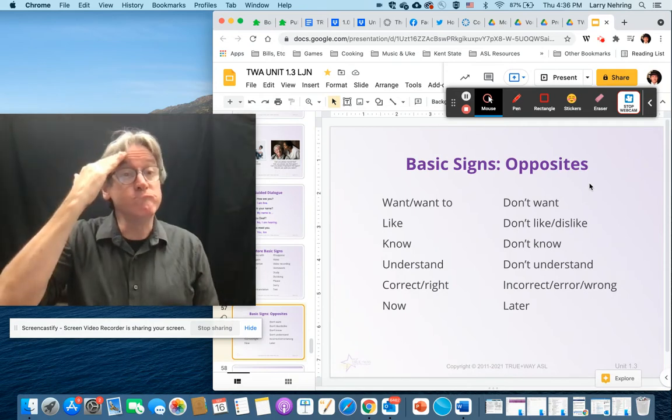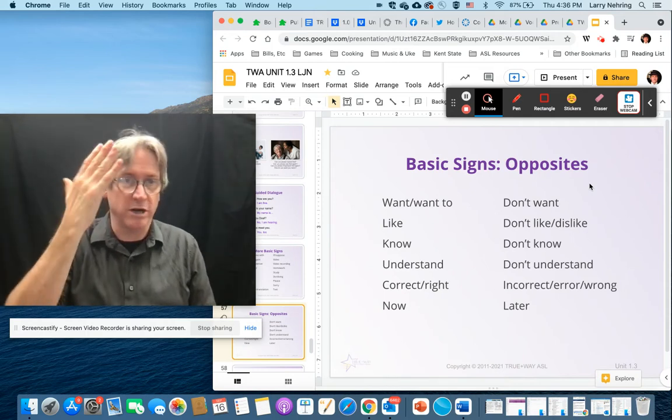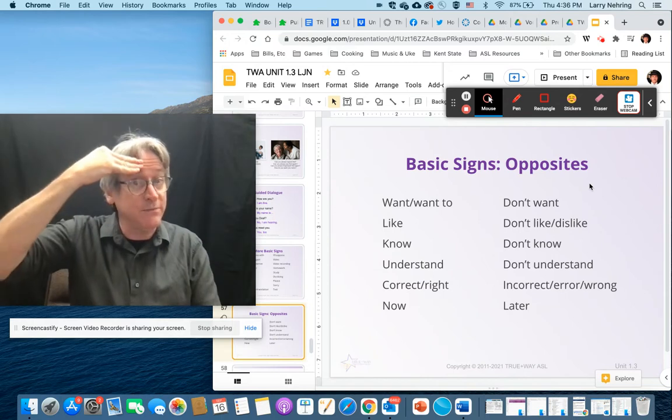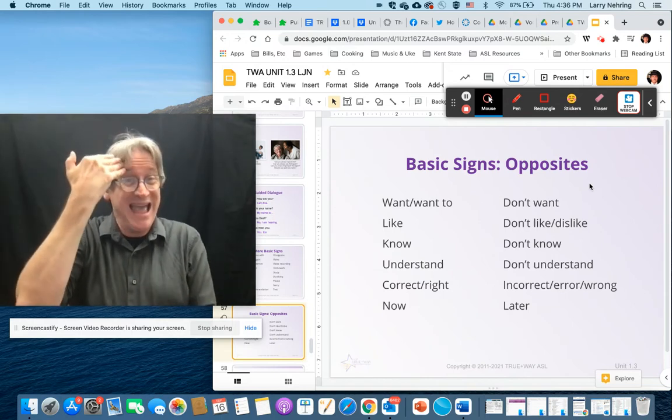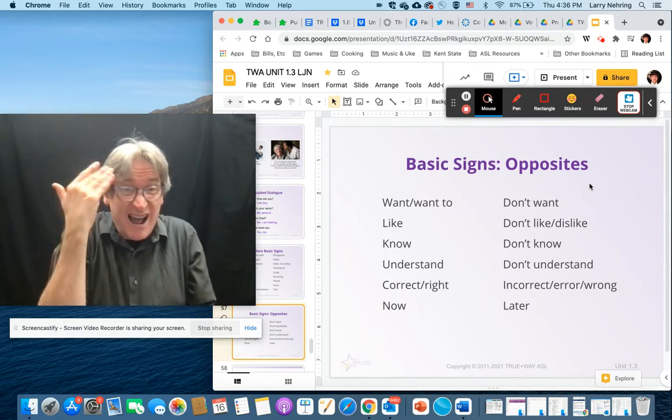No. It's like the start of the sign for why. No. Just touch your forehead. Oh, I know. If you've learned something, you know it. Right? So know and don't know. You can do it with both hands. I don't know. I don't know.